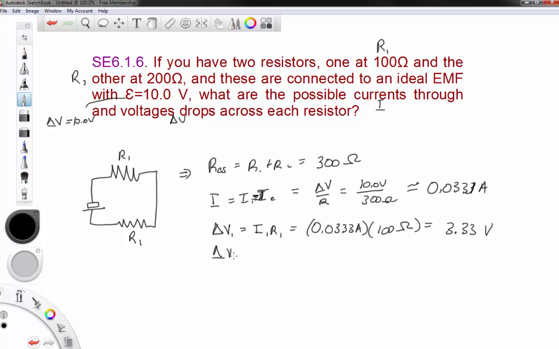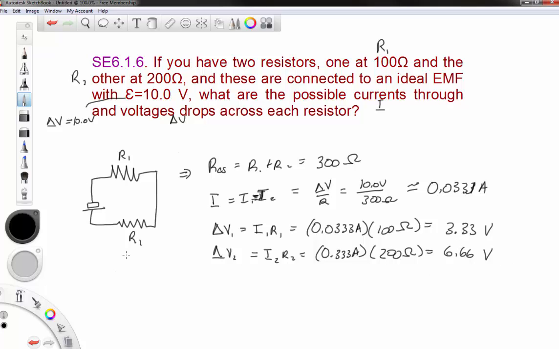For number 2, or voltage drop across resistance 2, we have I2 R2, which is 0.0333 amps times 200 ohms. And so that's about 6.66 volts. So if you add these two together, you get back to roughly 10 volts.